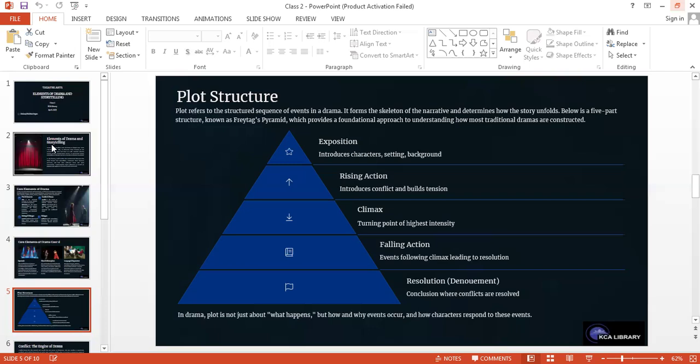The next one is the climax. This is the turning point of highest intensity. The next one is the falling action, which is the events following the climax leading to resolution. The last is the resolution, or denouement, which is the conclusion where conflicts are resolved. So a stage where conflicts are resolved is known as the resolution. In drama, plot is not just about what happened, but how and where events occurred and how characters respond to these events.